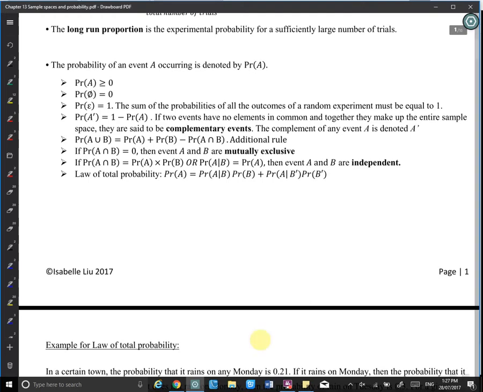Okay, there are some formulas which are really important here. Probability of A union B is probability of A plus probability of B minus probability of A intersects B.